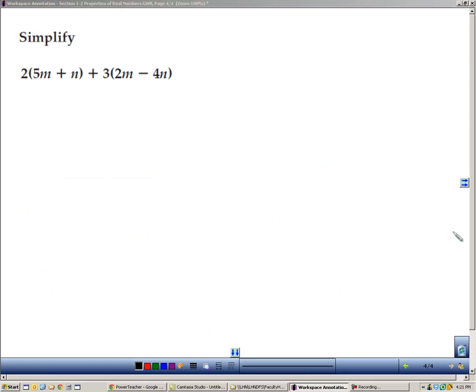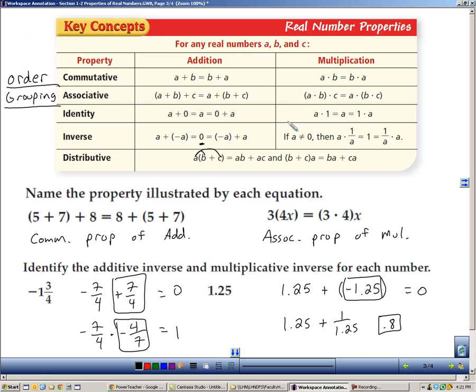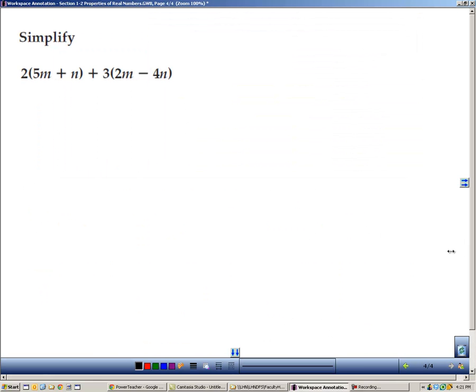Here's an example in which we're asked to simplify. We're going to use a bunch of the properties that we just reviewed on this slide, but typically we don't even realize that we're using them. We know how to simplify, and we're going to do that here. Start by distributing the 2, so 10m plus 2n. Then we'll also distribute the 3 to the second set of parentheses, plus 6m, and then negative 4 times 3 is negative 12n.